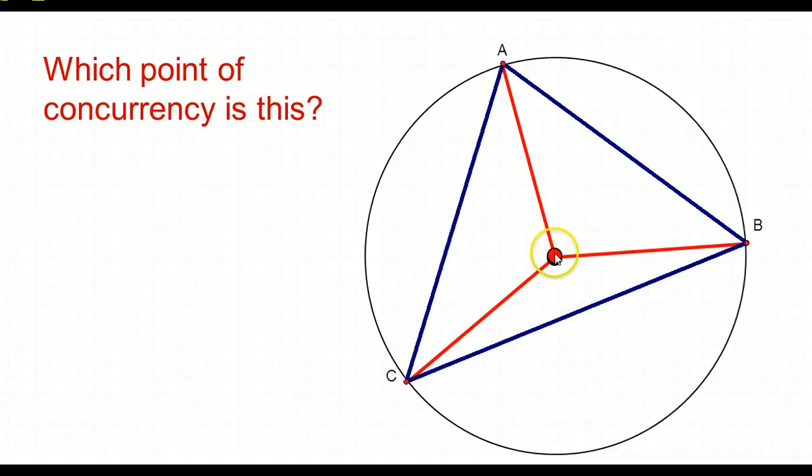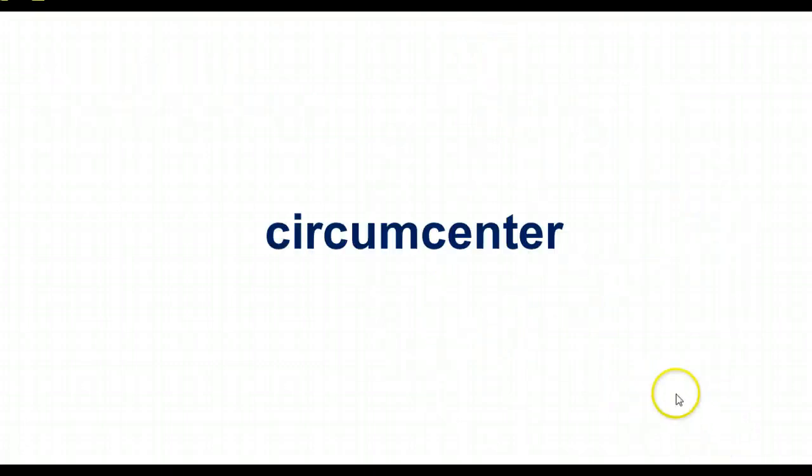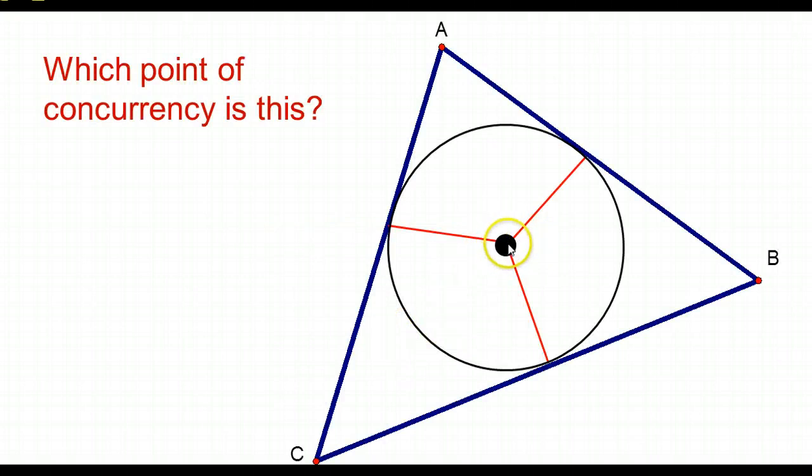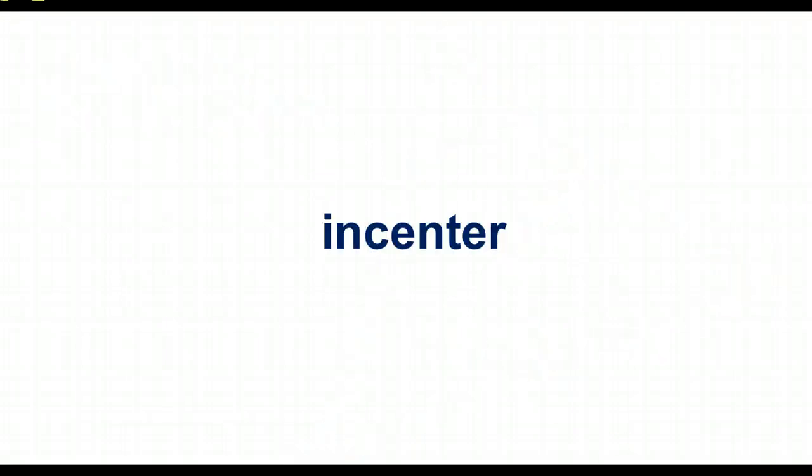This point of concurrency, this is what I mean by equally distant from the vertices. These three distances shown here in red would all be the same. Okay, equally distant to the vertices. That would make this the circumcenter. On the other hand, this point of concurrency is equally distant to the sides, like this. And these are perpendicular distances, by the way, but equally distant to the sides. That would make this the incenter.